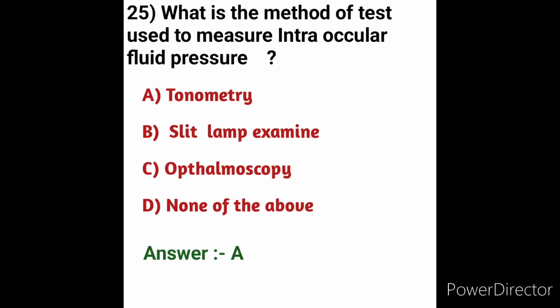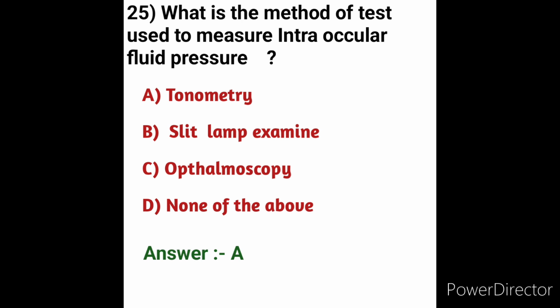What is the test used to measure intraocular fluid pressure? We will see the options here. Option A, tonometry. Option B, slit lamp examination. Option C, ophthalmoscopy. And option D, none of the above.